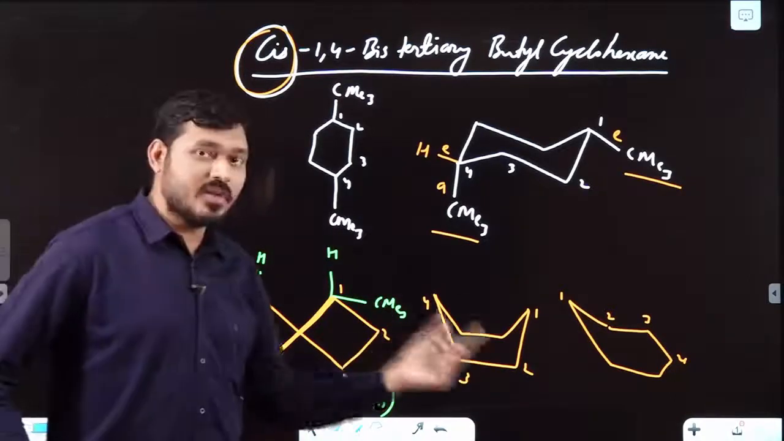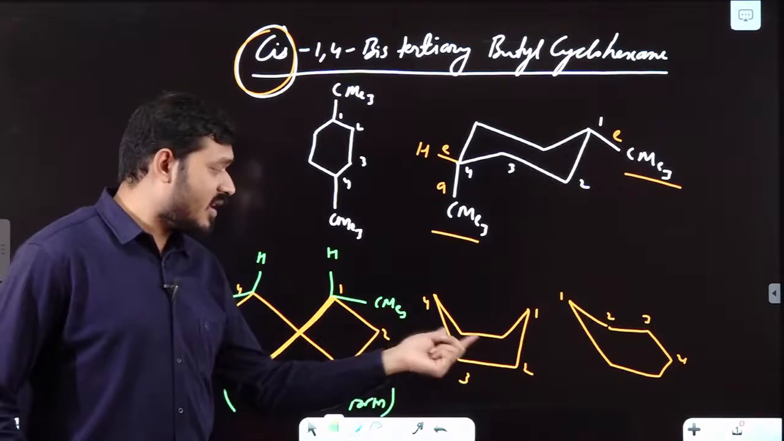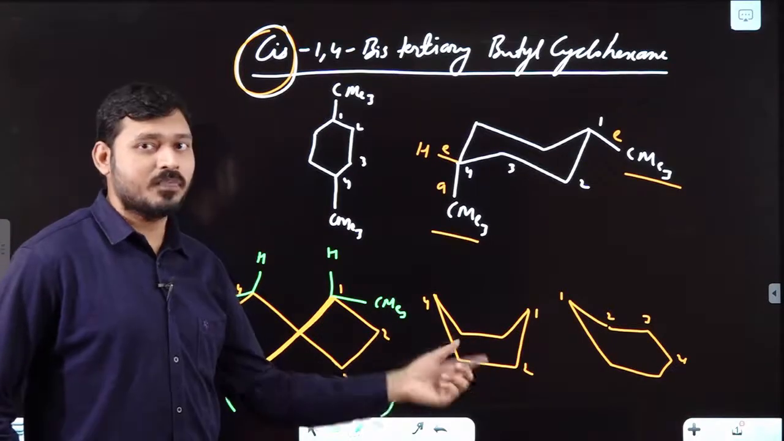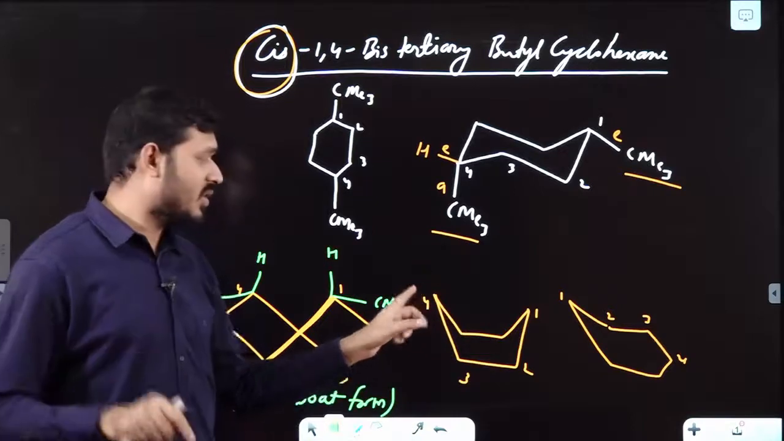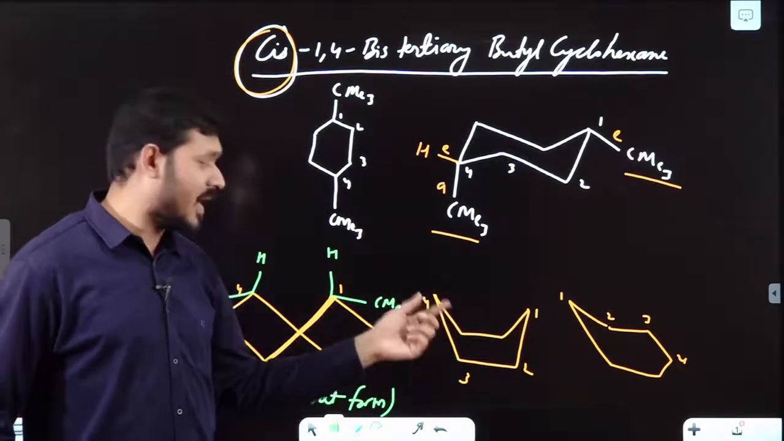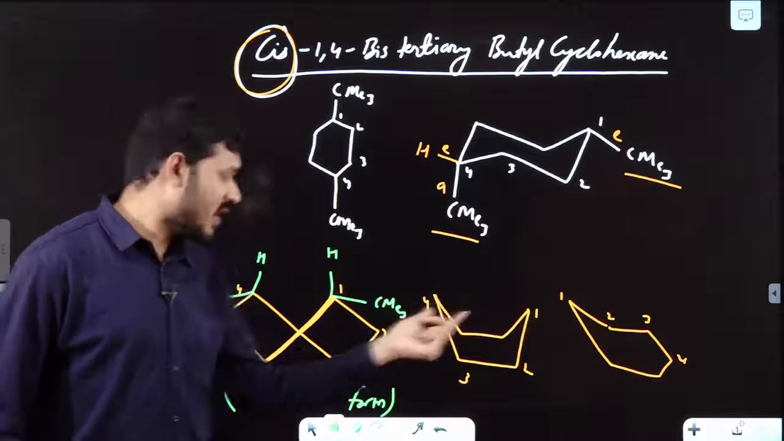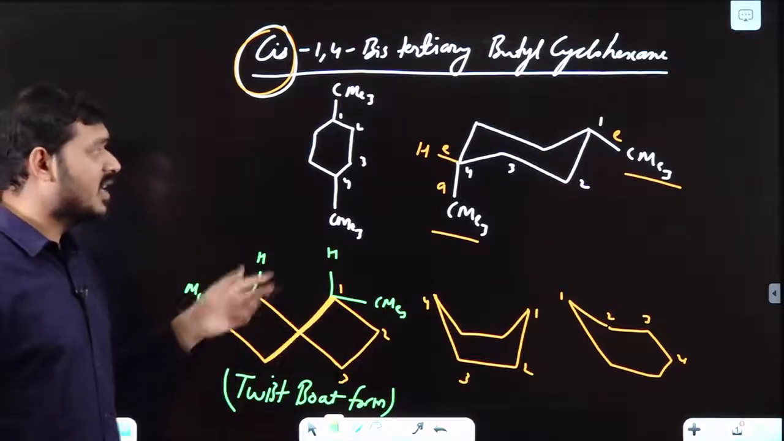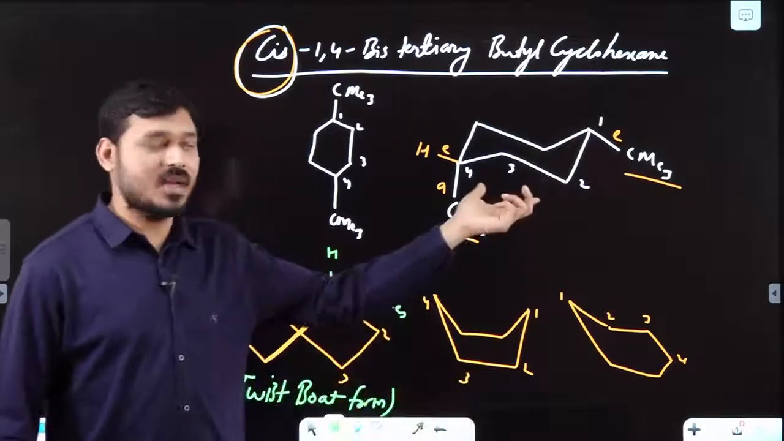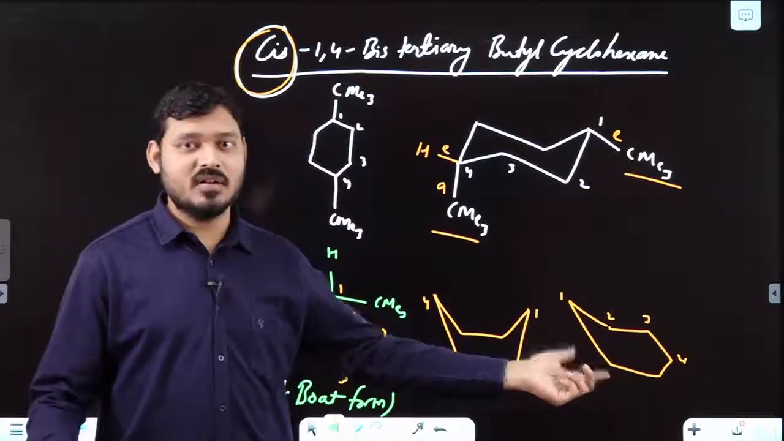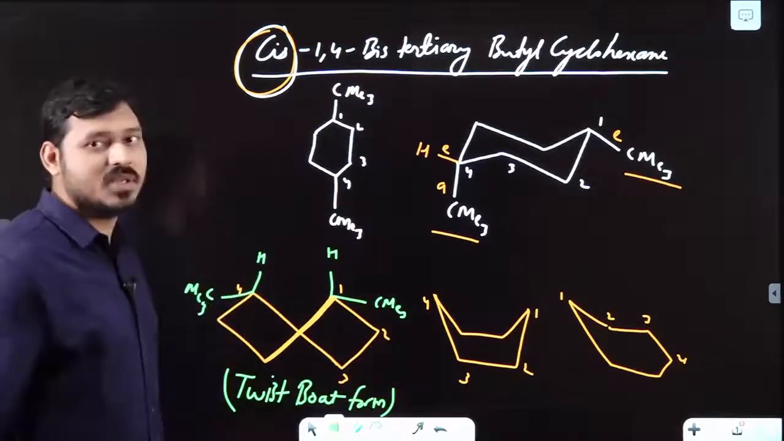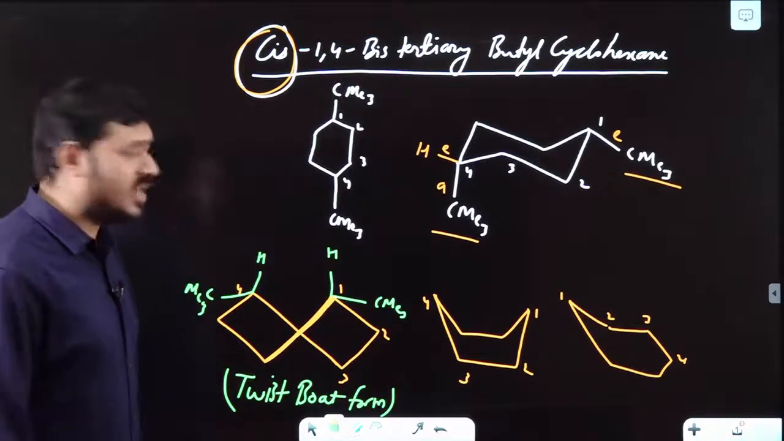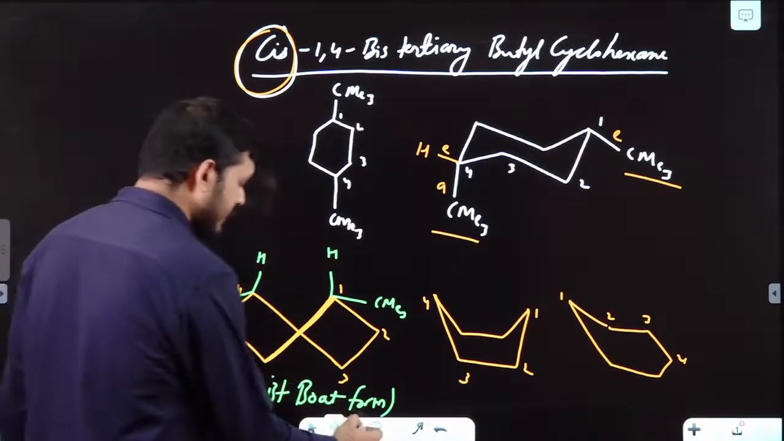Why? Because if you remember, in all the cases in this boat form, that 1,4 diol was stable, okay, due to this attraction in 1,4 OH. In twist boat, this is stable. Generally, chair form is stable, and this is not at all stable. Done. Okay. So I think you have understood this question. This is one of the best possible cases, especially for competition examinations, an advanced level question.